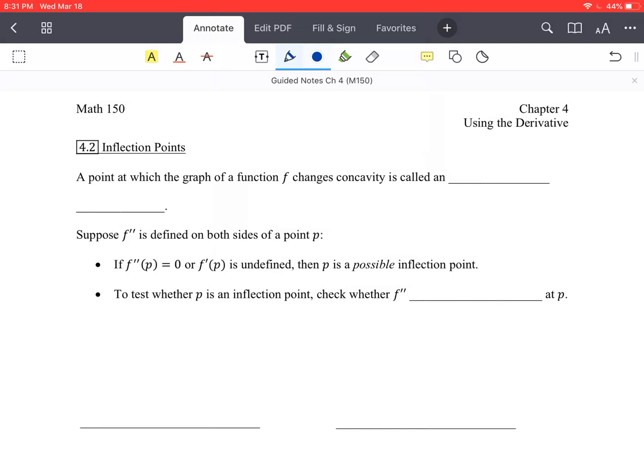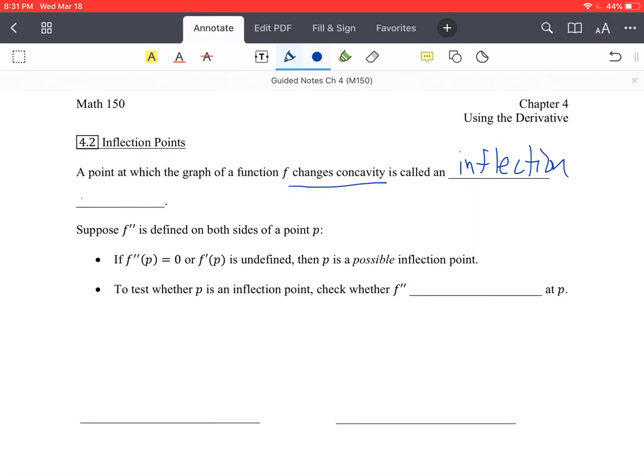All right, so we're in section 4.2. In the previous section, we were looking at the concept of a maximum and minimum, both algebraically and graphically. Now we're going to be looking at the concept of an inflection point. A point at which the graph of a function f changes concavity is called an inflection point. Okay, so an inflection point is where the graph changes concavity.